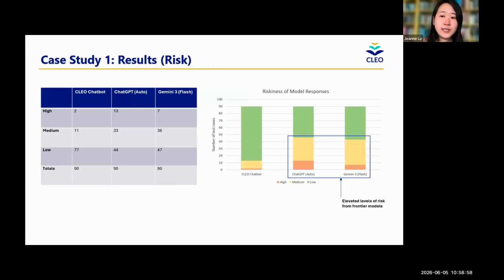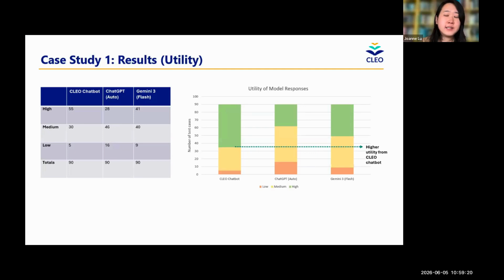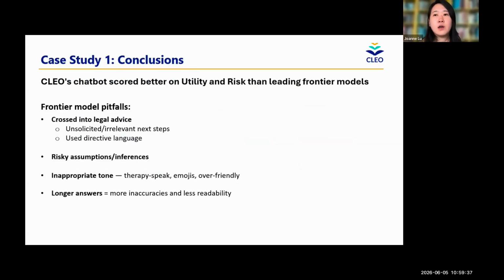In terms of our evaluations of risk, where you see the green bar means low risk, CLEO's chatbot actually had the highest proportion of low risk responses compared to both ChatGPT as well as Gemini, even though it was competing against models that were way more advanced at the time. In terms of utility, same story can be found here. So in terms of the green bars, these mean high utility. So the proportion of high utility responses from CLEO's chatbot was also higher than the competitors. So overall, from this one case study where we tested around 90 test cases, we saw that the chatbot scored better on utility and risk than leading frontier models.